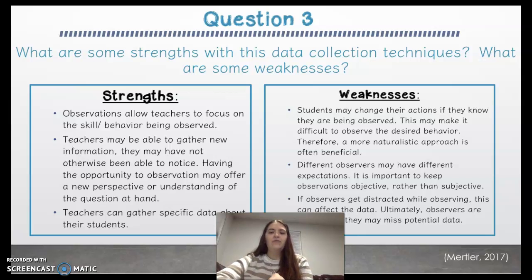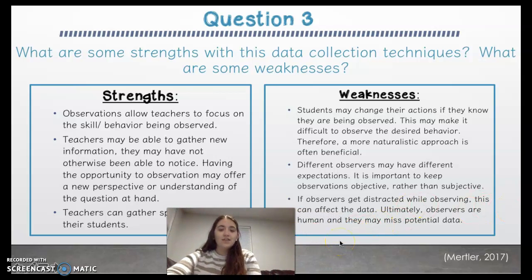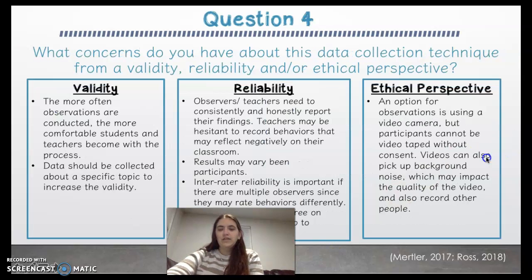And different observers might have different expectations. I think for many of us in our action research projects, we are the only researcher. But if you're doing a research project, maybe by collaborating with other teachers or in the future with a different structure, it's important that you keep your observations objective rather than subjective, and you're writing down clear actions of what you see, what students are doing, how they're behaving, how they're reacting. And also, if observers get distracted during the observation, this can ultimately affect the data that you're gathering because we're human, so we might miss potential data.